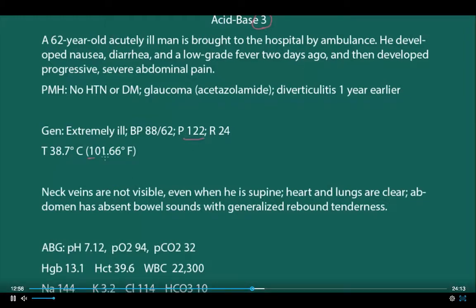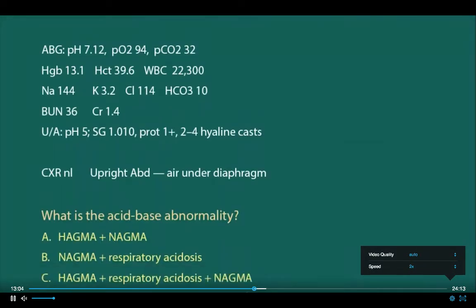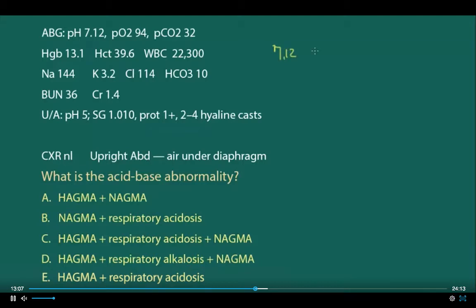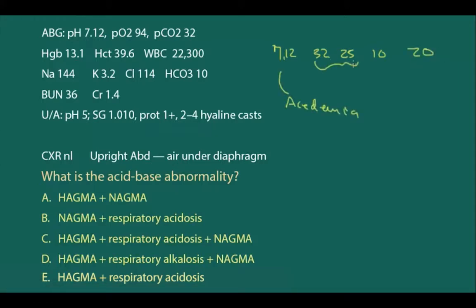Abdomen has absent bowel sounds, generalized rebound tenderness. pH 7.12. PCO2 32. Bicarb 10. Expected PCO2 is 25. Anion gap is 20. Okay, let's go left to right. pH, patient has acidemia. PCO2 is higher than expected. This patient is retaining carbon dioxide. He has respiratory acidosis. He's hypoventilating.